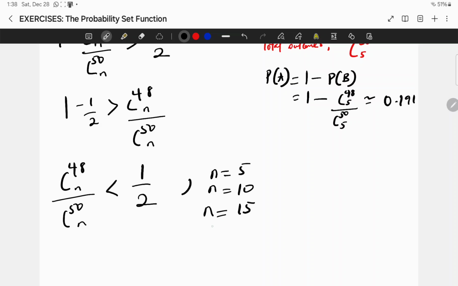Or the more you increase it, N equals 15. That is the easier way to actually check. So if you check carefully, you know that the minimum number of bulbs to be examined so that the result will be less than half is N equals 15. So you can verify that at your end. So the next question.